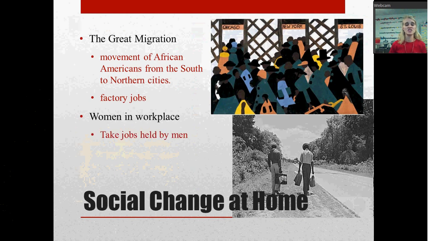The other thing that changes is women in the workplace. It becomes more acceptable for women to take some of these jobs that are held by men. It's not as widespread as it is during World War II, but it still begins there, where women are starting to get some of their own freedom and independence.